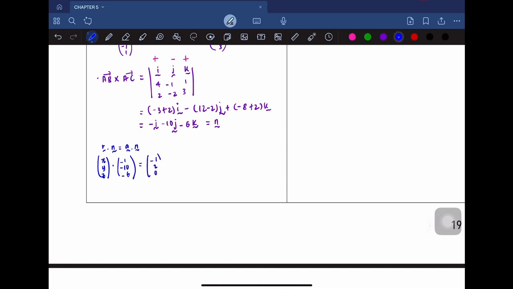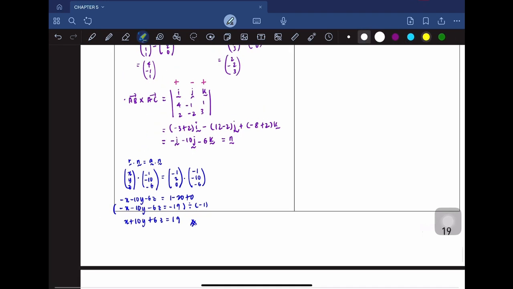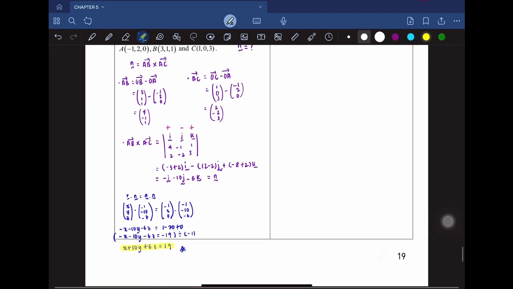So it's going to be negative 1, 2, 0, and we're going to dot with the normal, negative 1, negative 10, negative 6. For the left hand side, we have negative x minus 10y minus 6z. The dot product for the right hand side will be 1 minus 20 plus 0. So negative x minus 10y minus 6z equals negative 19. I divide the whole equation by negative 1, so x plus 10y plus 6z equals positive 19. So this is your Cartesian equation of the plane.